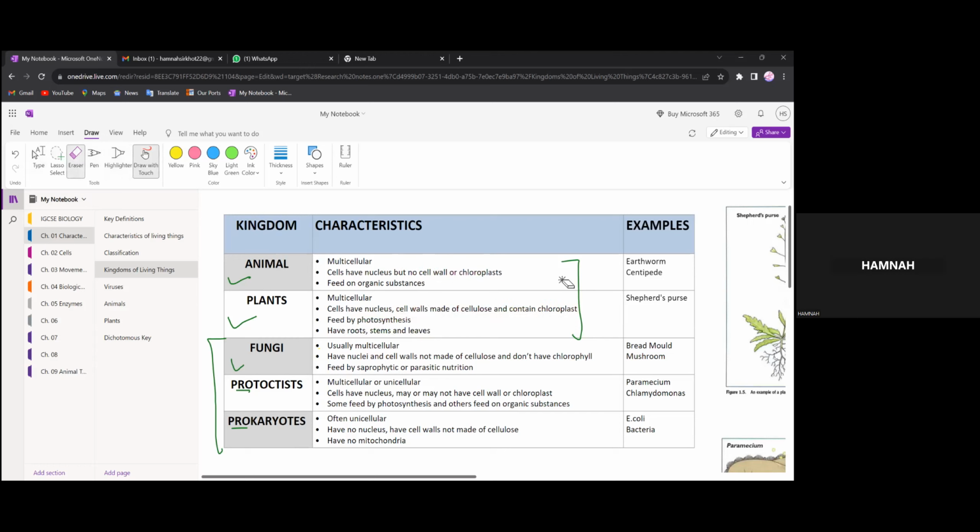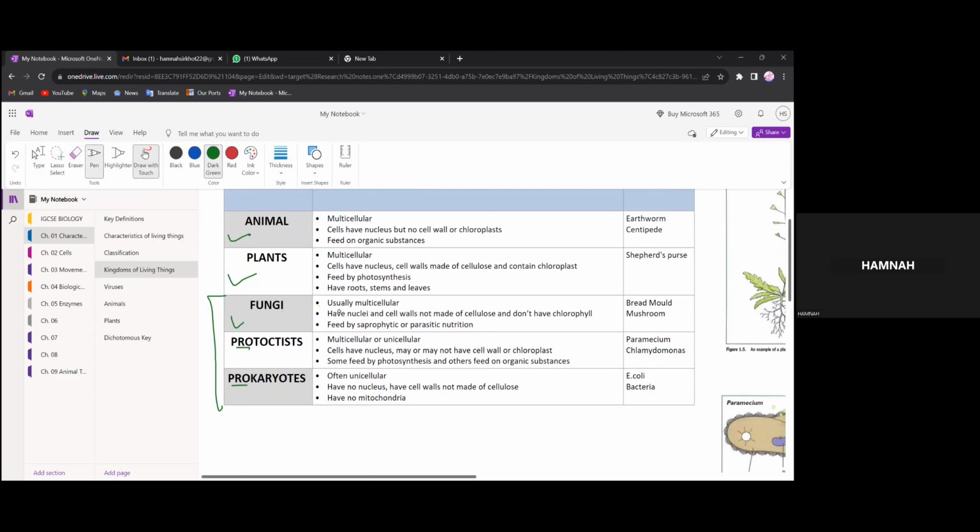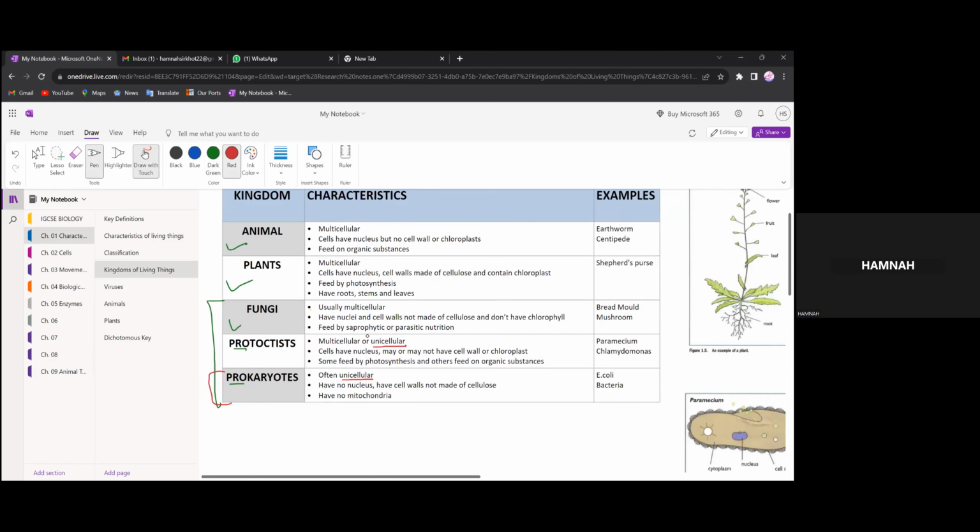Okay, so you're familiar with these. This is easy. Now fungi. Fungi are also multicellular. Let's get that out of the way. The only thing on this chart that's unicellular is prokaryotes. All of the rest of them are multicellular, except that some protoctista might be unicellular, but generally they're multicellular as well.